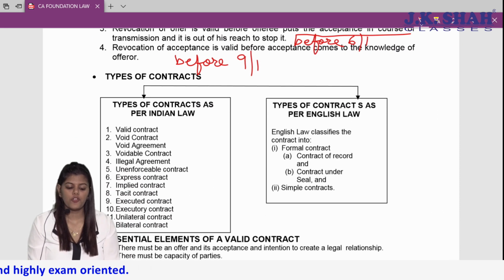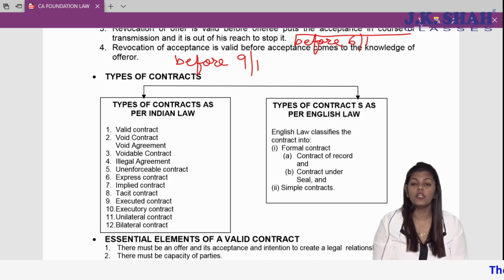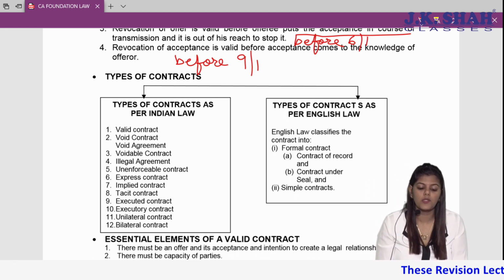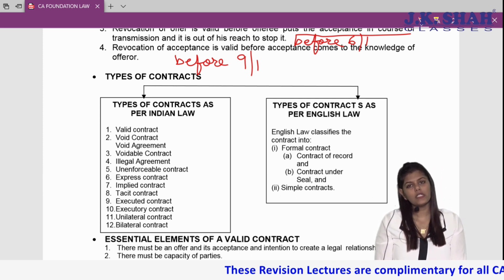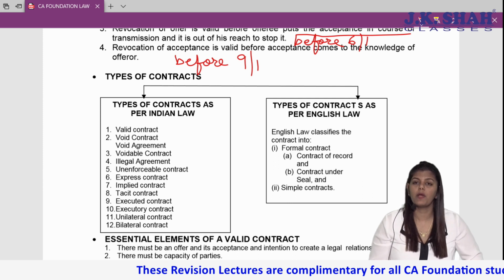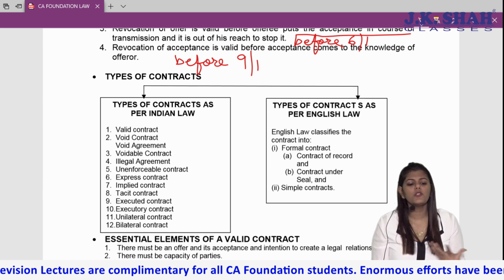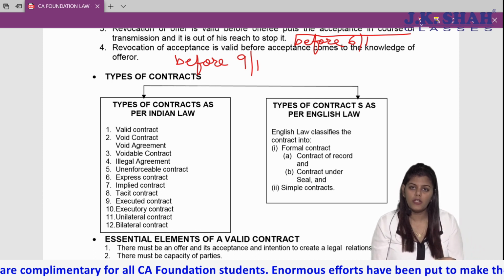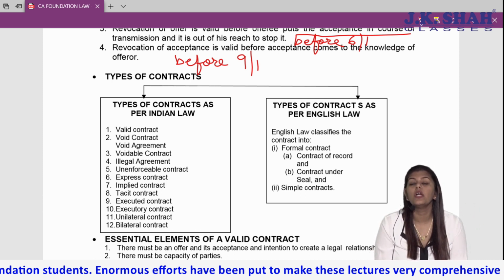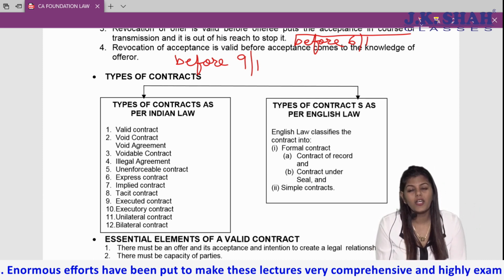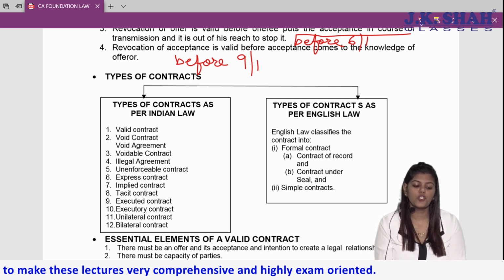Coming to your types of contract. See, now normally since we are following Indian law, you have to study types of contract as per Indian law. But as you see the year 1872, you know this act was not made by us, it was made by Britishers. And when Britishers made it, when we got independence, we agreed to adopt it, but we made certain changes. So you as a prospective chartered accountant, your institute wants you to know what are those minute changes between Indian law and English law. So this is the first change.